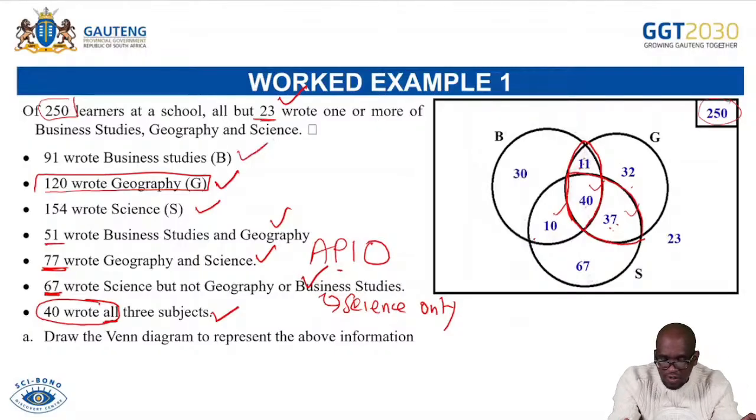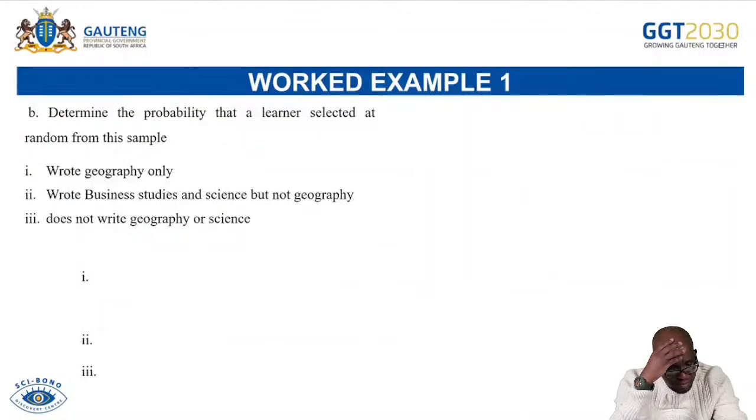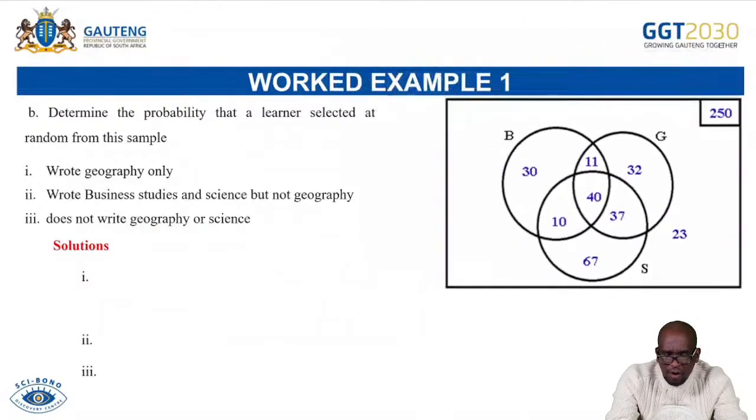So you can see in this Venn diagram that the events are not exhaustive because there's 23 elements that are outside of the events, all right? Now, determine the probability that a learner selected at random from the sample wrote geography only, wrote business studies and science, but not geography, that does not write geography or science. So what we need to do here is we bring back our Venn diagram, all right? We bring back our Venn diagram, and then from the Venn diagram, we can now answer the questions.